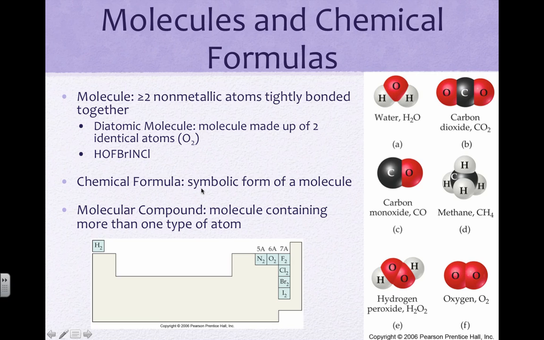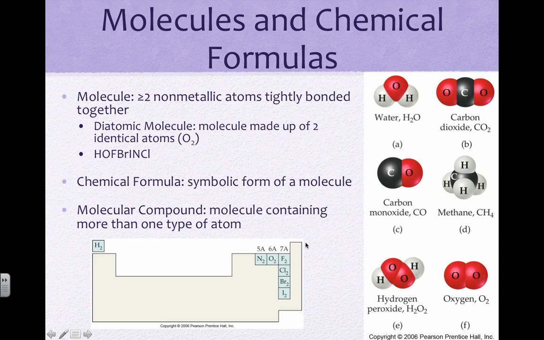Chemical formulas represent a symbolic form of a molecule. Examples of some of these are listed here in terms of their name. Sometimes it's a common name, sometimes it's a name based upon certain naming rules, which we'll talk about in this chapter. And then H2O and CO2, for instance, represent the formulas. And then these we'll talk about in a moment. These are actually space-filling structural formulas, which are a little bit different.